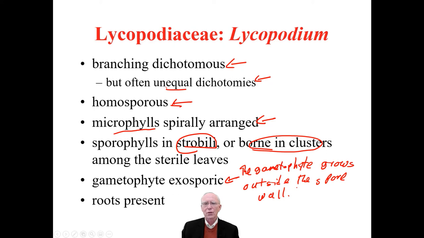And you're probably wondering, are there gametophytes that grow inside those really tiny spore walls? And yes, there are. In fact, most of the vascular plants have gametophytes which are really tiny and they grow inside the spore wall. But in Lycopodium and its relatives, and in some of the other lower vascular plants, the gametophyte is exosporic. Now, it's also the case that all of the existing plants that are homosporous also have exosporic gametophytes. So if you can remember that exosporic always goes with homosporous, you only have one thing to remember about these plants. There are true roots present, and we'll see that is a contrast to some other groups where we do not have true roots present in these plants.